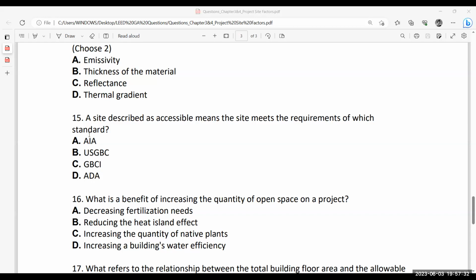So this was additional information. It's good that you got it right. USGBC and GBCI do not really classify a site as accessible. It has to be done by the ADA.